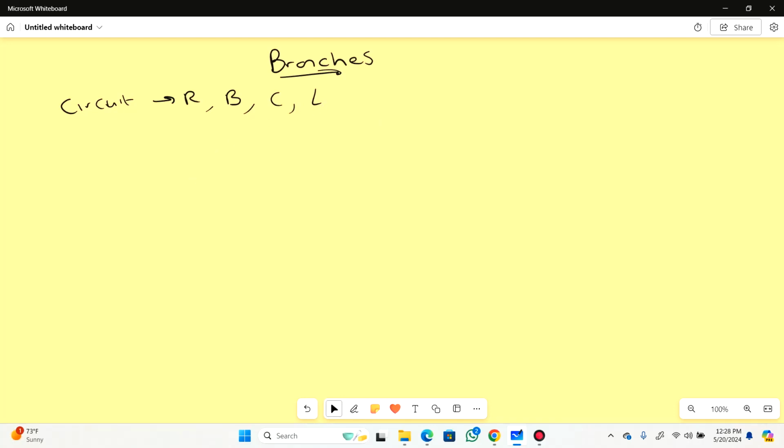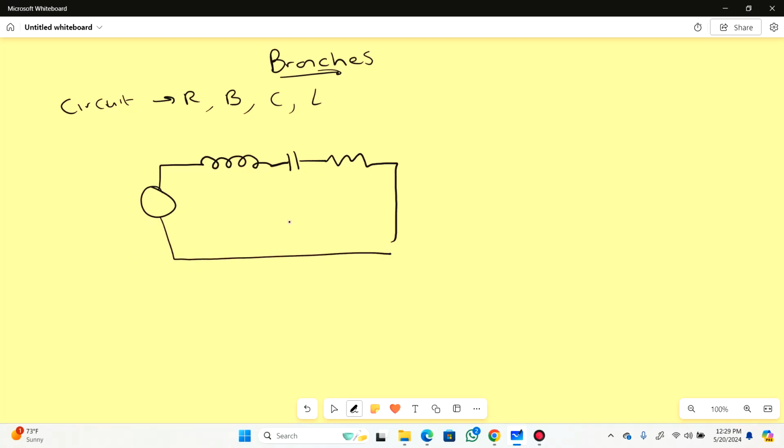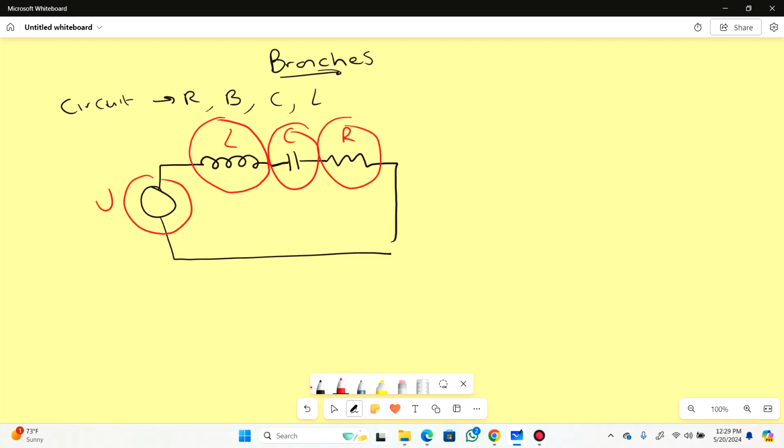A circuit element is basically what creates a circuit, right? Without elements, we do not have a circuit. So if we have an inductor, a capacitor, and then a resistor, these are what we call branches. Here, this is an inductor, this is a capacitor, this is a resistor, and this is a voltage source. This here is a branch, this here is a branch, this here is a branch, and the voltage source is also a branch, right?